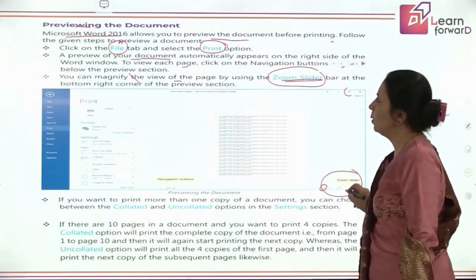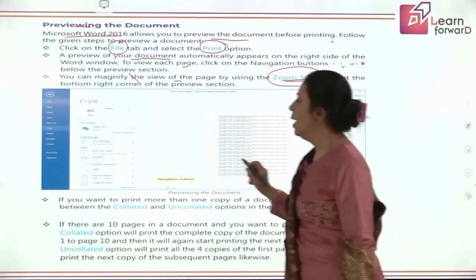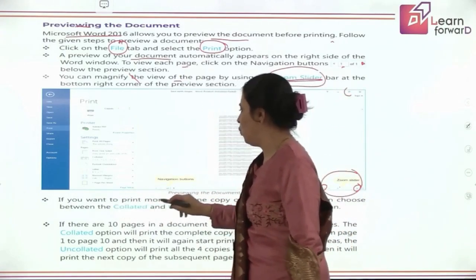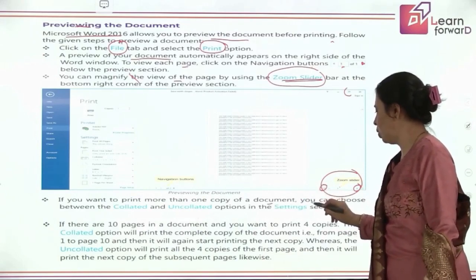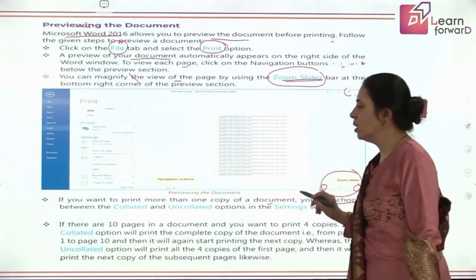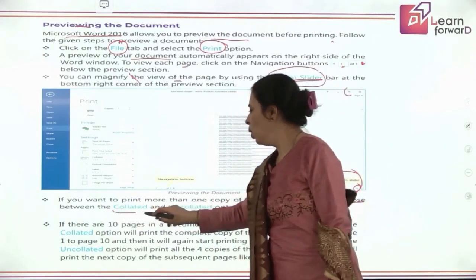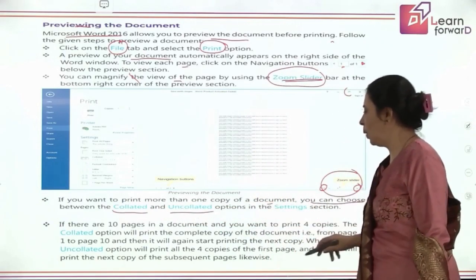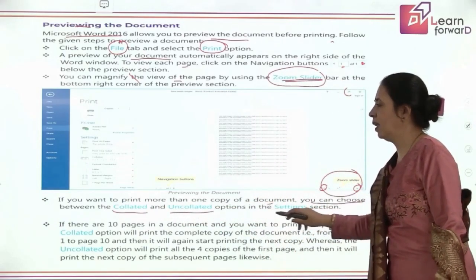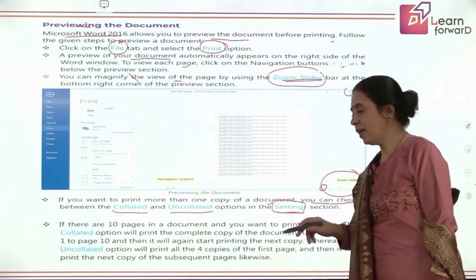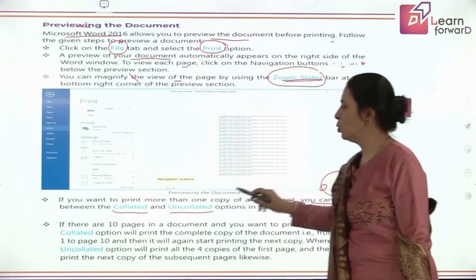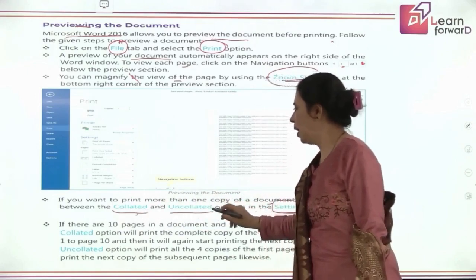Any doubt? No, right. And after that, if you want to print more than one copy of the document, you also have a feature. You can just choose between the collated and uncollated options in the setting options. Okay. So there is a setting section. In the setting section, you are going to choose collated and uncollated.